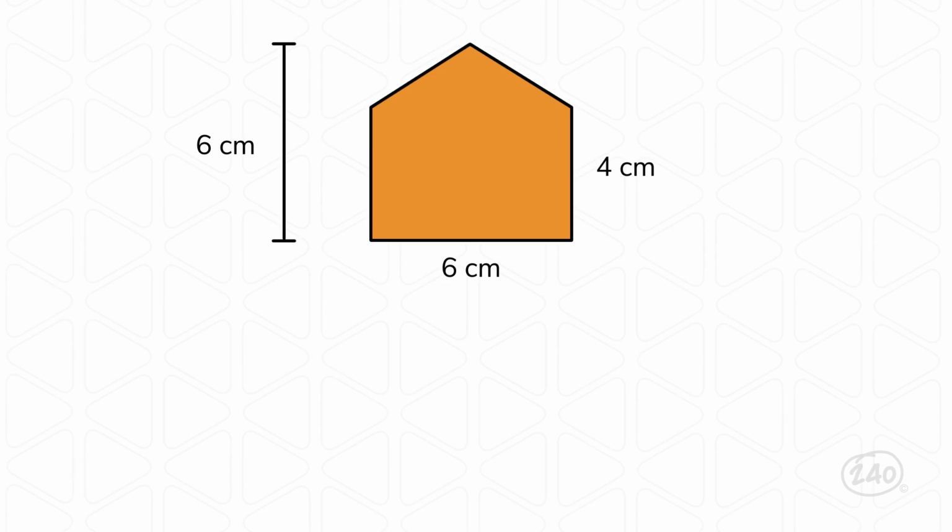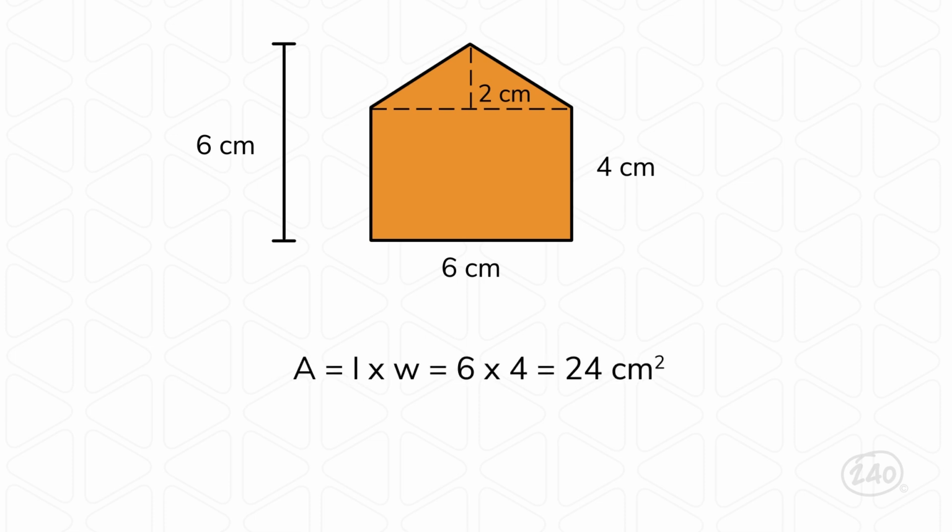So if you're given a shape and its outside measurements, you may be asked to solve for the area or perimeter. Let's try to find the area of this shape. We can split this shape into a triangle and a rectangle. From there, we can use known formulas to solve for each.